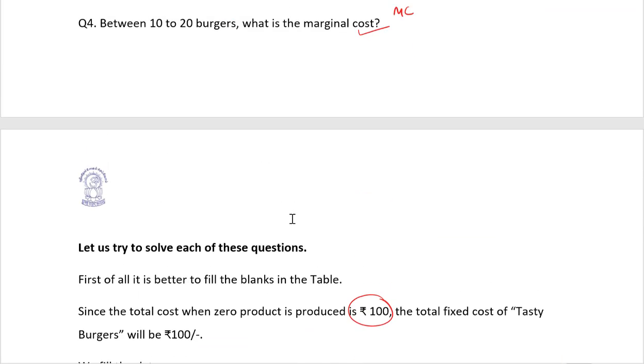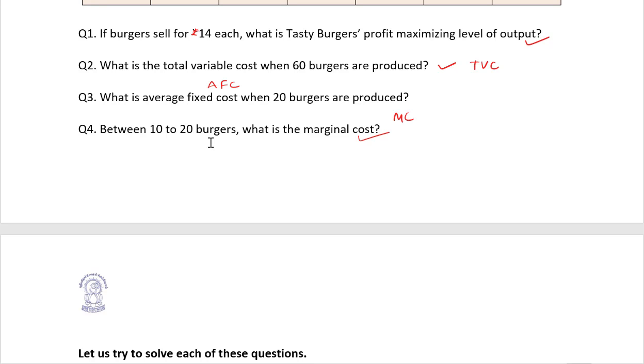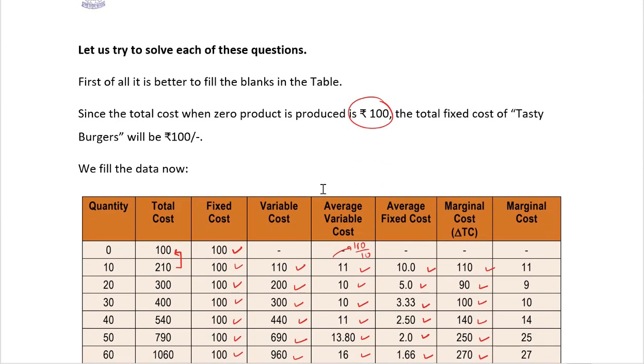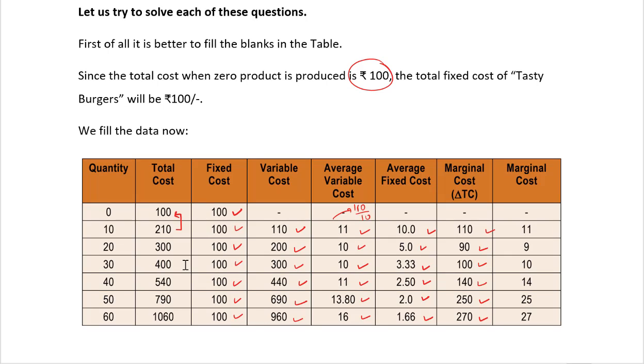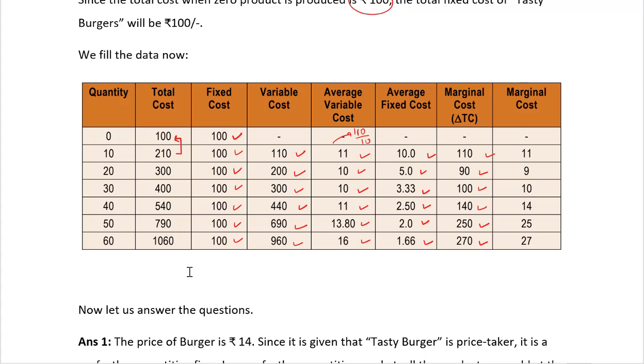See the question, what they have asked. Between 10 and 20 burgers, what is the marginal cost? This is average marginal cost. 110 divided by 10 is 11. 90 divided by 10 is 9. 100 divided by 10 is 10. 140 divided by 10 is 14. 250 divided by 10, 25. 270 divided by 10 is 27.